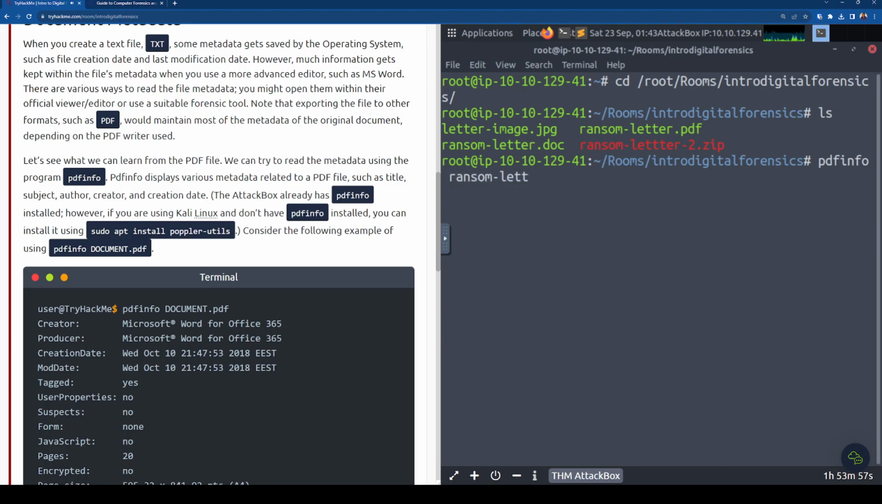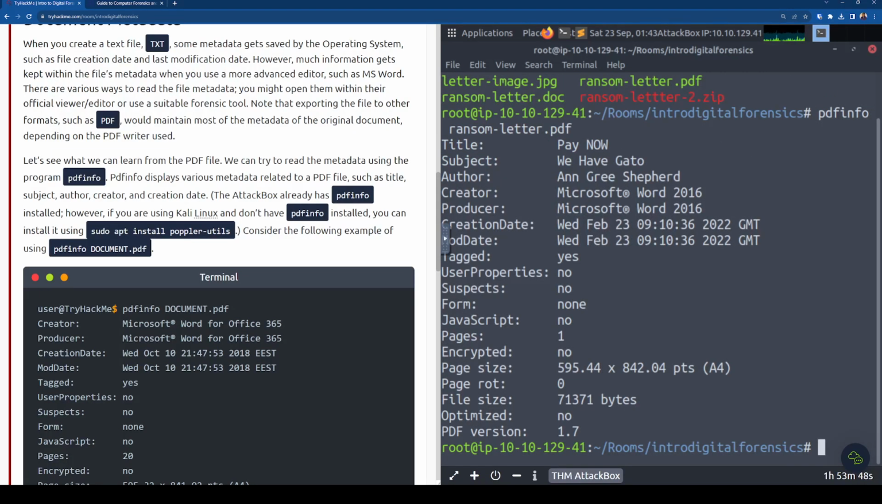ransom letter .pdf. And so we have our title is called Pay Now. We have Gato is the subject. The author is Anne Gree Shepherd. It was done in Microsoft Word on this date, February 2022. And that's pretty much all we have. It's not encrypted, no JavaScript.